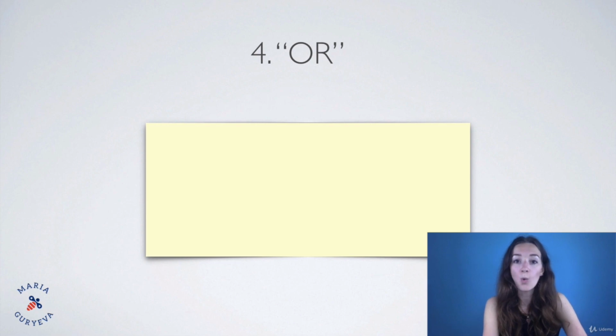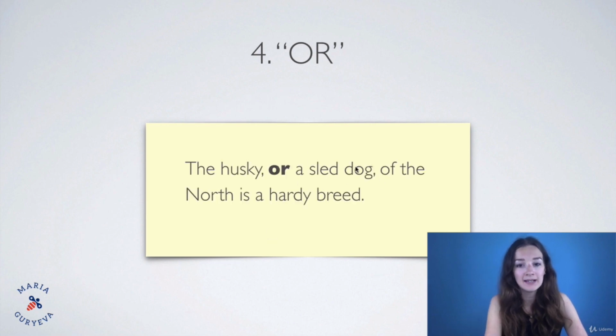The next one is "or." Sometimes we have a synonym of the word written after the word "or." For example, "The husky, or a sled dog of the north, is a hardy breed." So here in commas, after the word "or," we have the synonym of husky. So we now know what a husky is. It's a sled dog, right? We have it here, after the word "or." Sometimes this is how you find the definition of the word, okay?